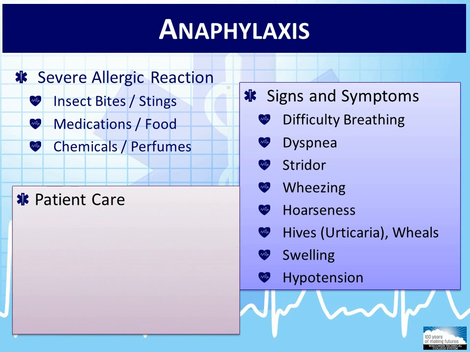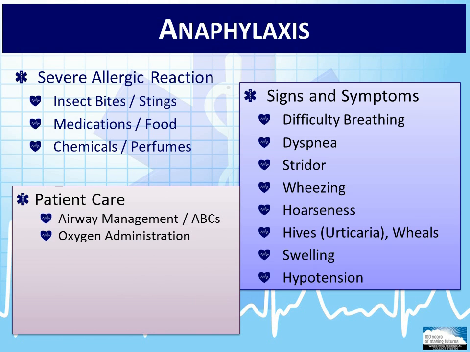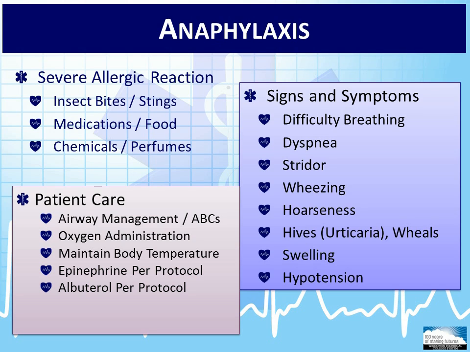Due to possible airway compromise as a result of swelling, monitoring the status of the patient's airway, breathing, and circulation is essential if anaphylactic shock is suspected. Administering high-flow oxygen and maintaining body temperature will also aid in managing this patient. Administration of epinephrine and albuterol are common treatments if permitted by local protocol. Rapid transport is important. If available, advanced life support should also be utilized.